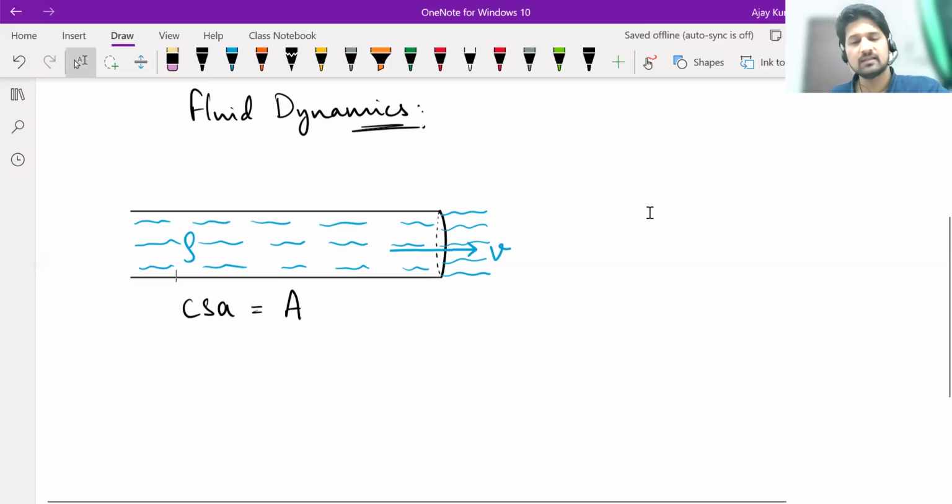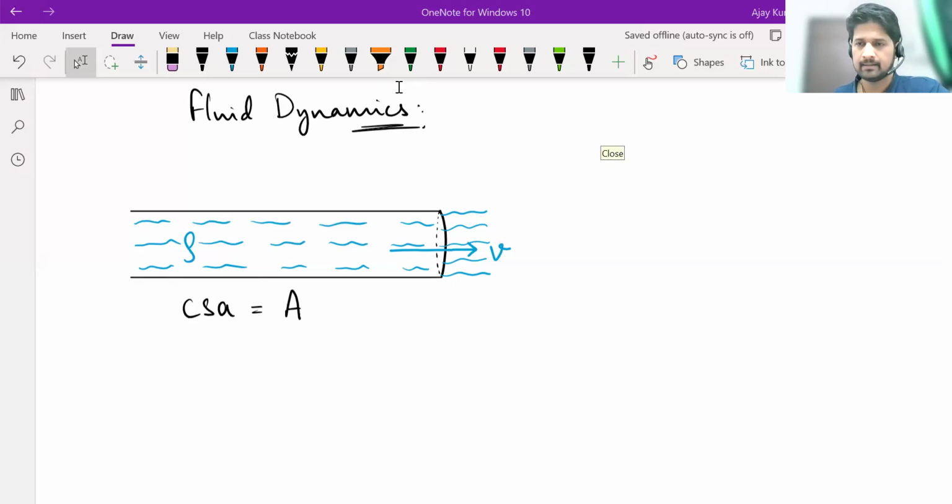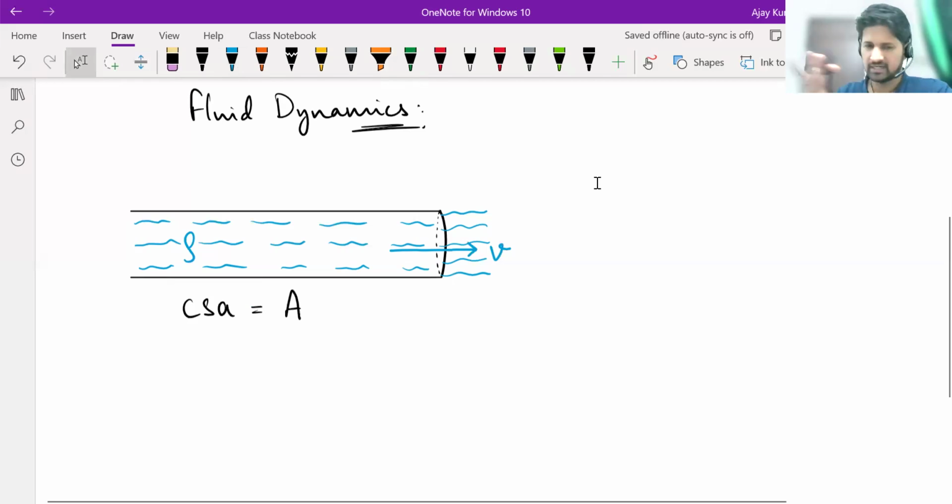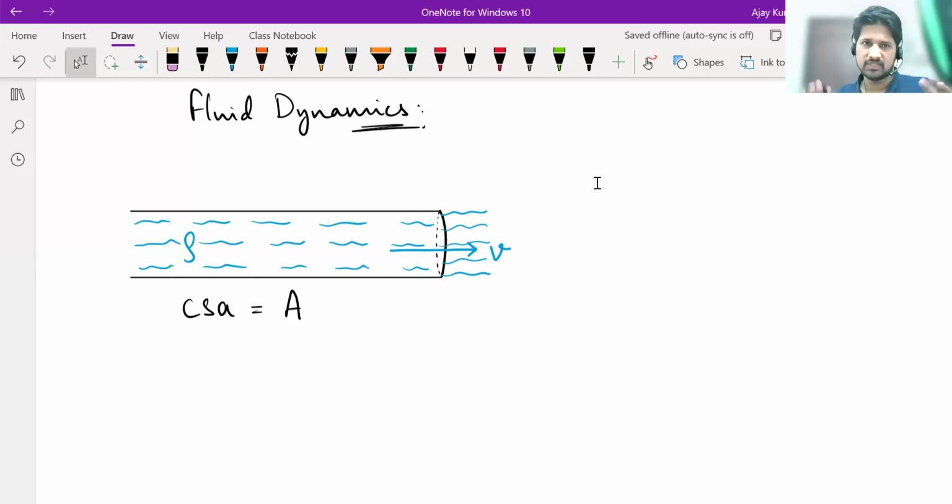Now, we are still considering an ideal fluid. Can one of you quickly recollect and tell me the properties of an ideal fluid? Incompressible and non-viscous. Correct. Ideal fluids are incompressible and non-viscous. So suppose an ideal fluid is flowing through this pipe of cross-sectional area A with a speed V. Density of the fluid is rho. The fluid will have the same density everywhere.